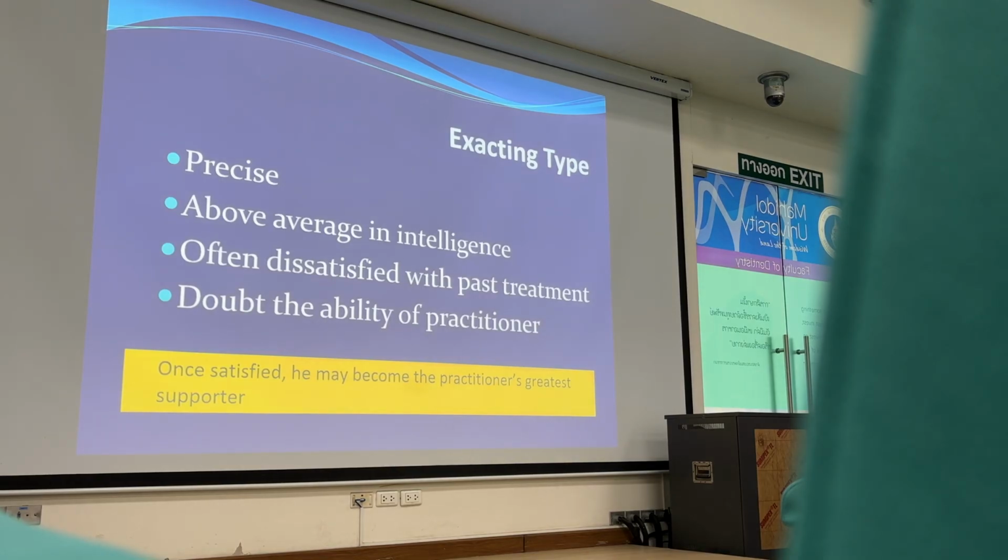The second type, exacting type, they are very precise, above average in intelligence, often dissatisfied with past treatment. They may complain about the old dentist, they complain about everything, and sometimes doubt the ability of the practitioner too. So with this kind of patient, you need to explain more, prepare more, and manage more. This type of patient, once satisfied, may become the practitioner's greatest supporter. That is why, okay, you need to support this patient.